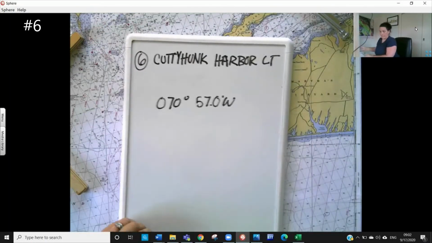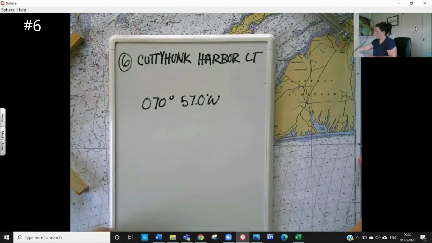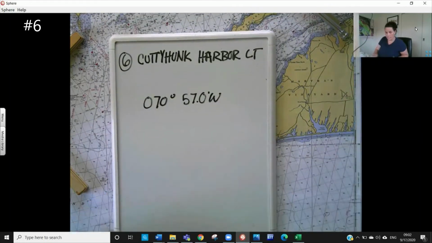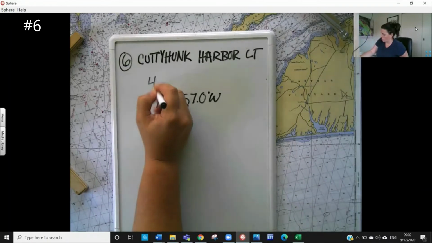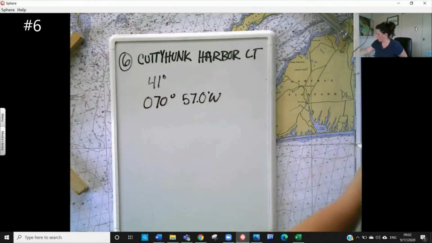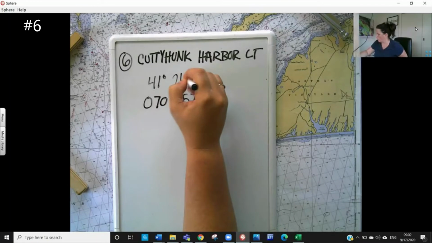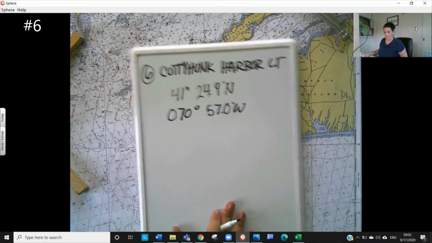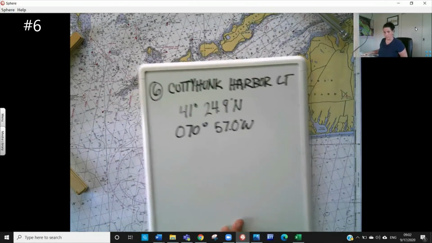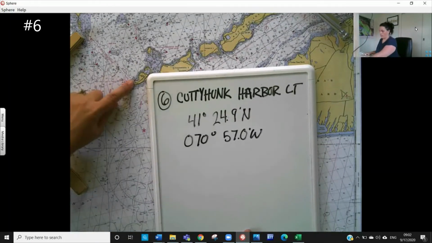So if we're looking at this, we have 20, 25, so it's just shy of 25. So how shy is it? Just 1/10. So we would have 41 degrees, 24.9 minutes north for my latitude. And that is for our Cuttyhunk Harbor Light.